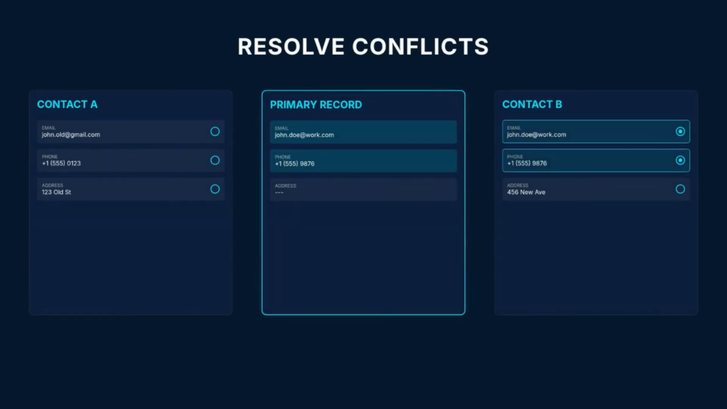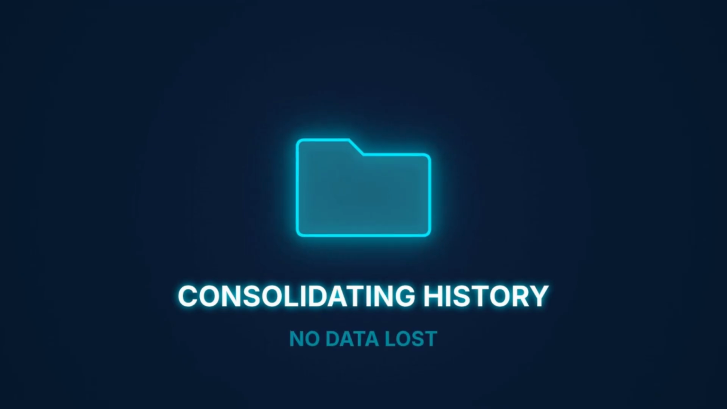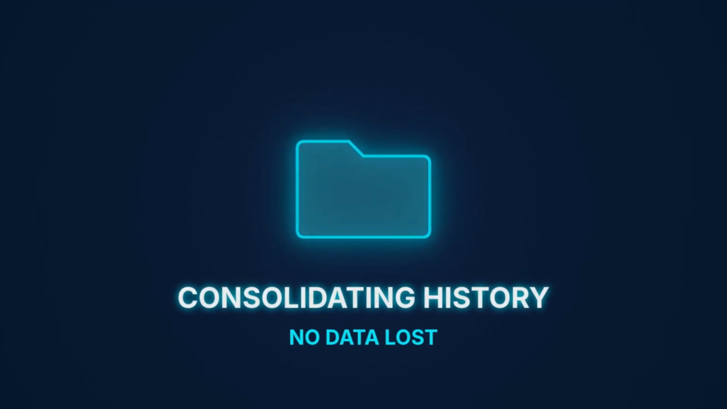This is crucial for keeping the most up-to-date email address, phone number, and mailing address active while retiring the older data. Remember, merging doesn't just delete data. It intelligently combines all tags, activity notes, and task history from all records into that one primary profile. Absolutely no historical context is lost in this process.